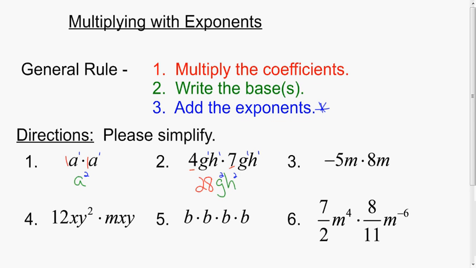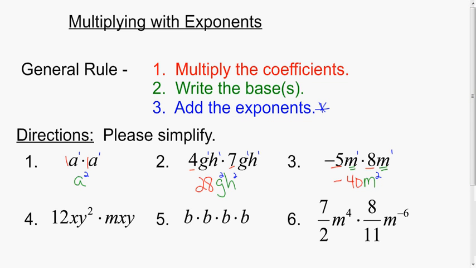Similarly, in the next problem, we're going to multiply coefficients. Where we have negative 5m times 8m, negative 5 and 8 are the coefficients, giving me negative 40. I'll write the bases. There's only one base, although it appears twice. It's m. And I will add my exponents, which again are both 1s here, so I will get m squared, making the answer negative 40m squared.